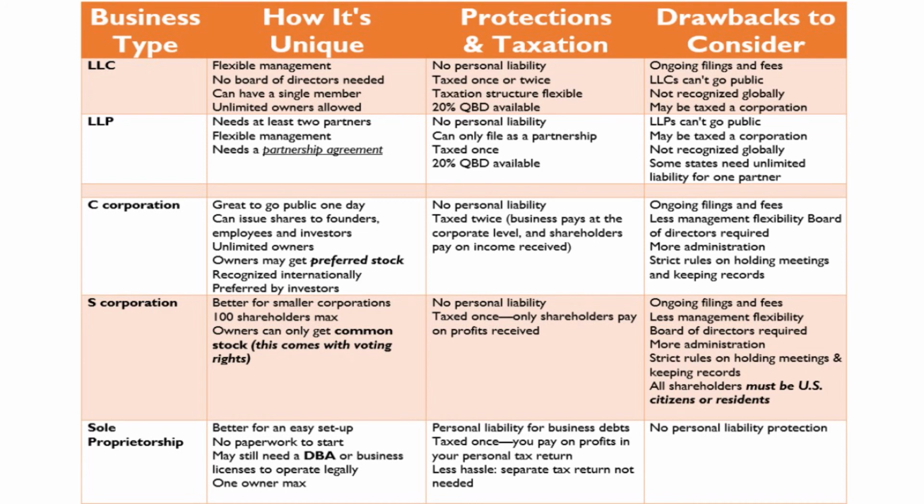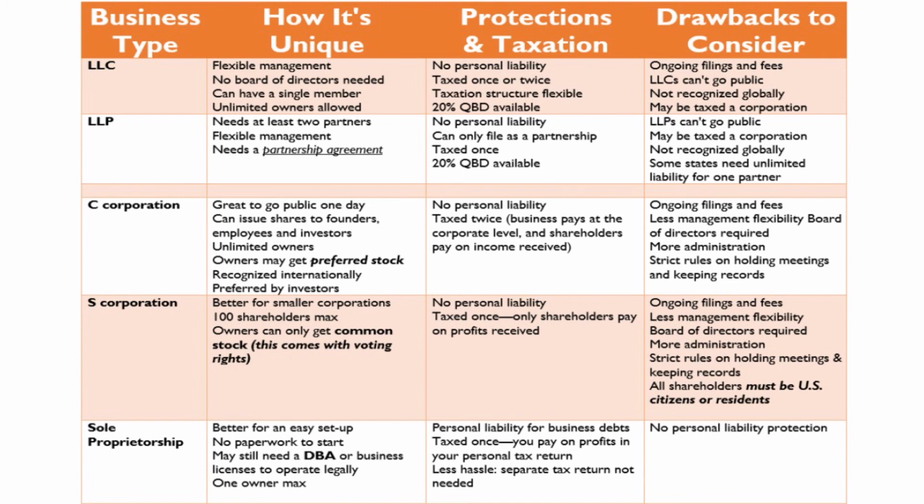The protections and taxation. So LLC, no personal liability, taxed once or twice depending upon the structure. Taxation structure flexible, 20% QBD. QBD is the qualified business deduction. This is available for LLCs. LLP, no personal liability. You can only file as a partnership. Taxed once, 20% QBD available. For C Corporation, you have no personal liability. This is taxed twice, double taxation, right? And for S Corporation, no personal liability, taxed only once. And for a sole proprietorship, personal liability for business debts, and this is taxed once.